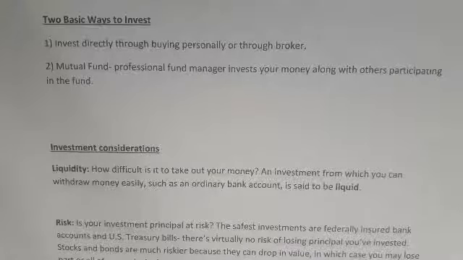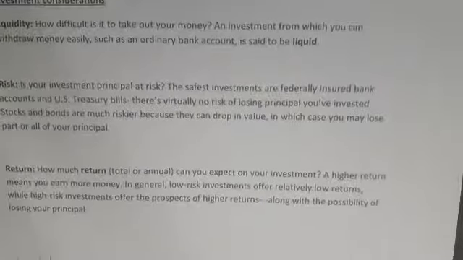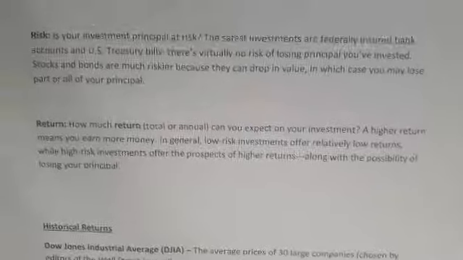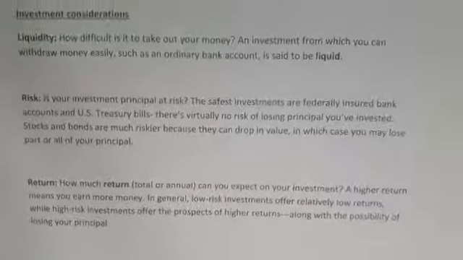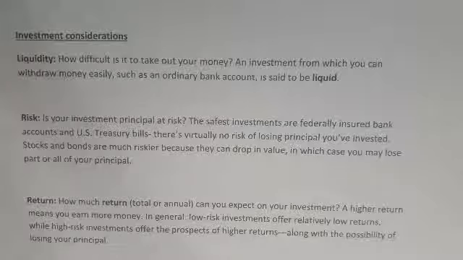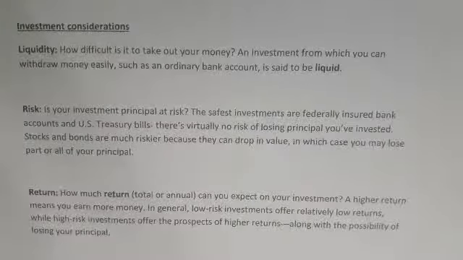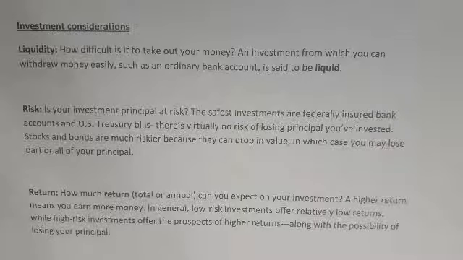Okay, so what sort of considerations do they talk about in the book when you make an investment? There are three sorts of considerations that they talk about. One of them is liquidity. So what does liquidity mean? Something that is liquid flows easily from one thing to another. So this is being able to get your money out of something, being able to convert whatever you have into straight cash, basically. How difficult is it to take out your money? An investment from which you can withdraw money easily, such as a bank account, is said to be liquid.